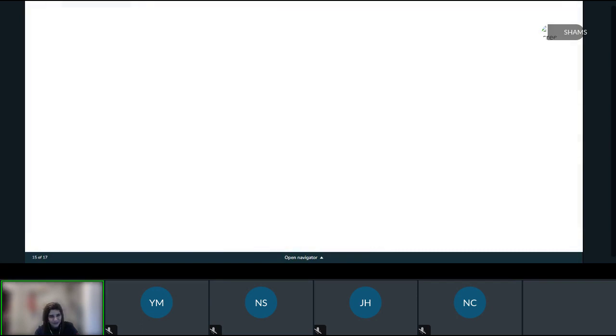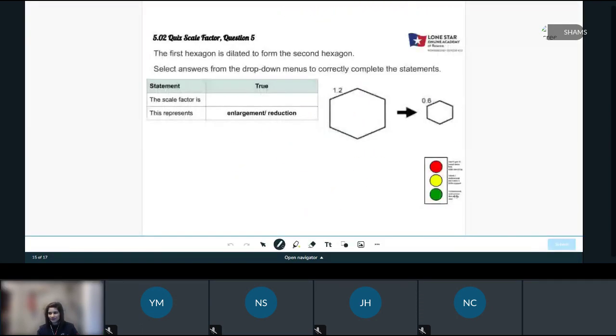Let's do question 5. Question 5 is over here. This is variety 1. Step 1, they want us to figure out scale factor. Step 2, we want to tell whether it's going to be enlargement or reduction. So let's do scale factor.